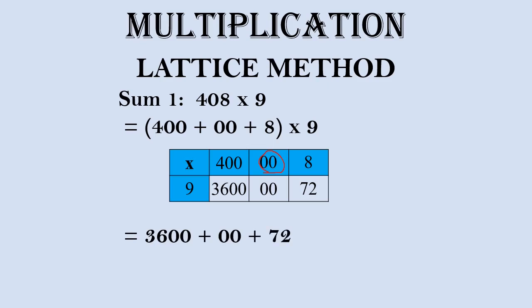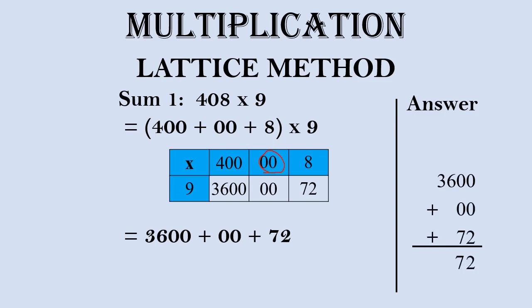Once again, I am stating that once you are used to it, there is no need for you to take down the zeros or multiply the zeros, or for that matter, add the zeros. But in this entire lesson, I will continue to use the zeros and multiply the 0, and to get the product, add the 0. So 3600 plus 72 is 3672. So our product, 408 multiplicand multiplied by the multiplier 9, the product is 3672.